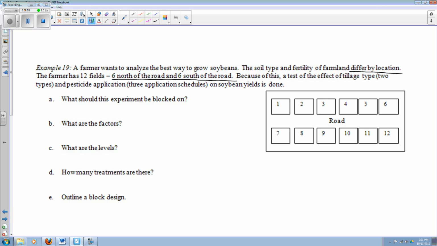What should this experiment be blocked on? And it's on location, so of the fields. And specifically, we're talking about north of the road and south of the road.